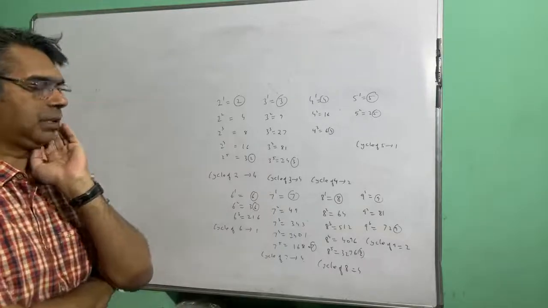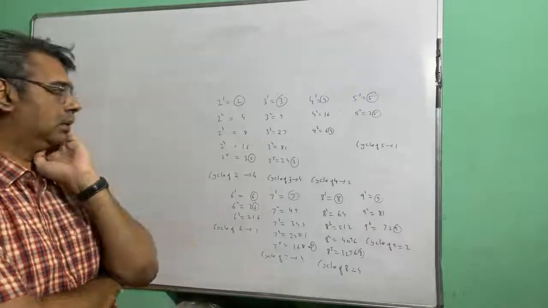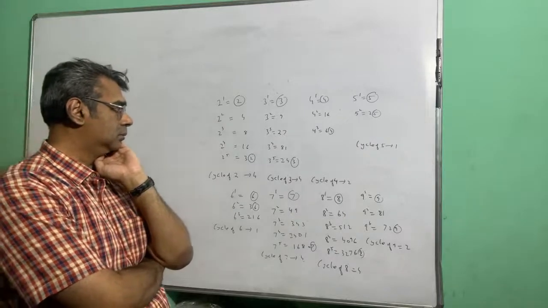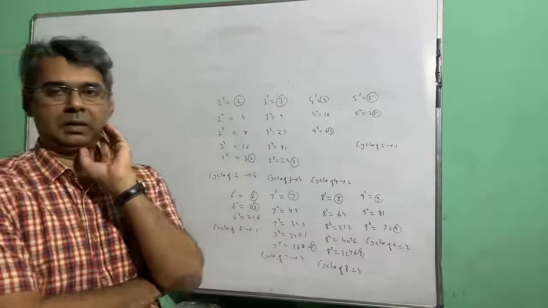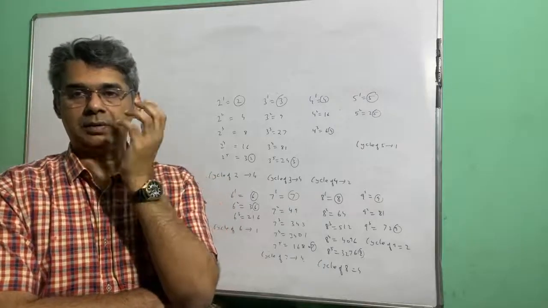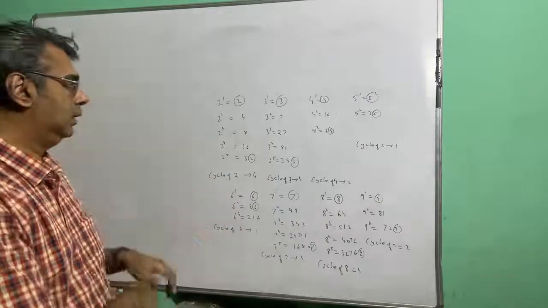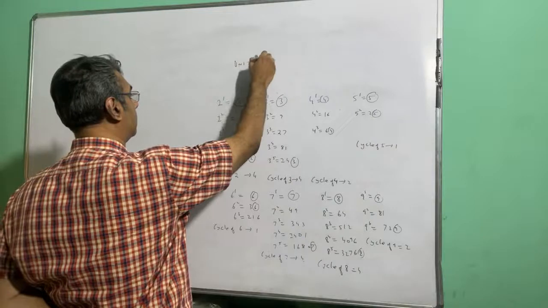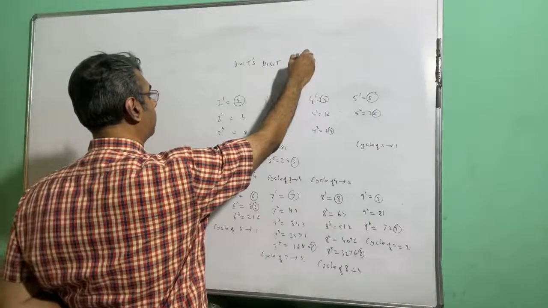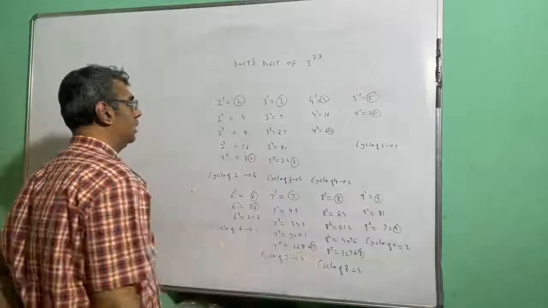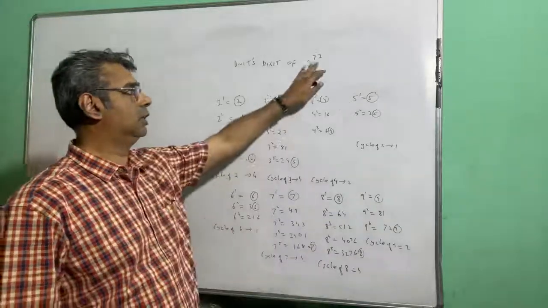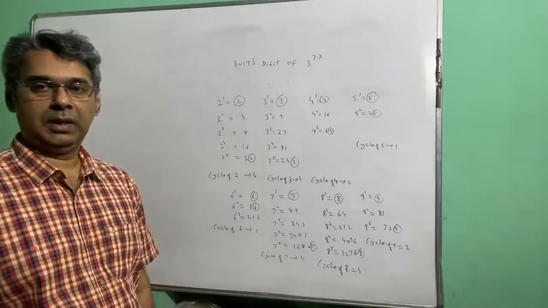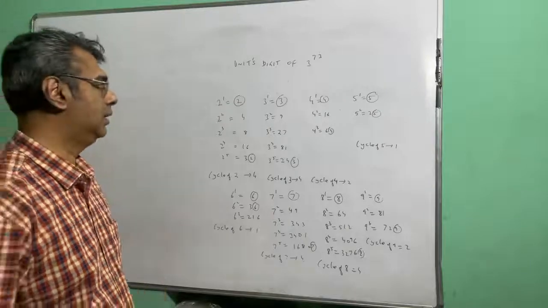Now what is the use of the cycle concept? The use of the cycle concept is to find the units digit of a number which has an exponent. Suppose I ask this question: I want the units digit of 3 to the power 73.